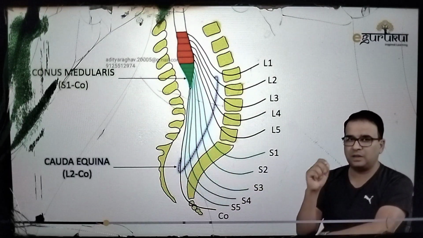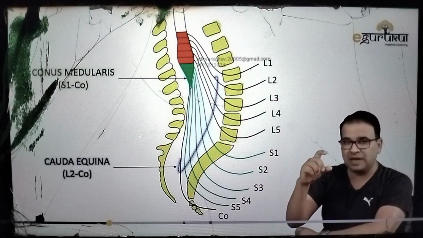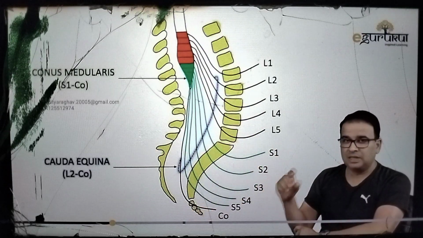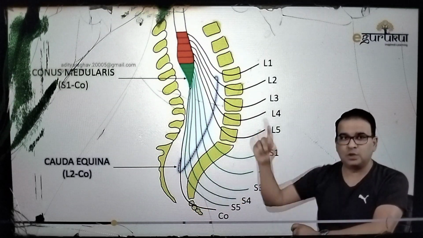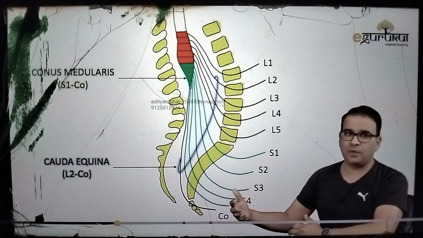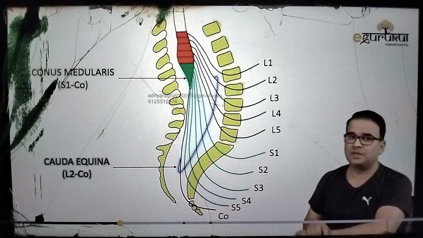So be careful about this part when the question is about the vertebral level. L1 and L2 is the vertebral level for the conus medullaris, and for the cauda equina, everything below that is the vertebral level. But the spinal segments or spinal nerves related to the conus medullaris are the sacral nerves and the coccygeal nerve. Whereas we have more nerves related to cauda equina because that also involves the lumbar nerves. From L2 to the coccygeal nerve, all these nerves come under cauda equina.